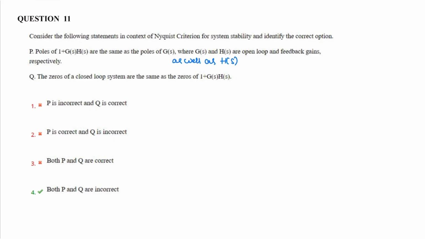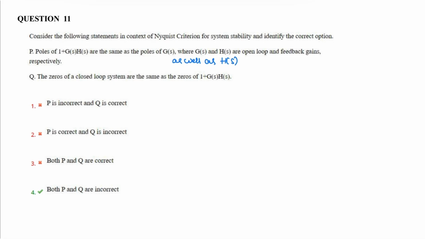This statement is also wrong, because the zeros of the closed loop transfer function are not necessarily the same as the poles and zeros of 1 plus G(s)H(s).